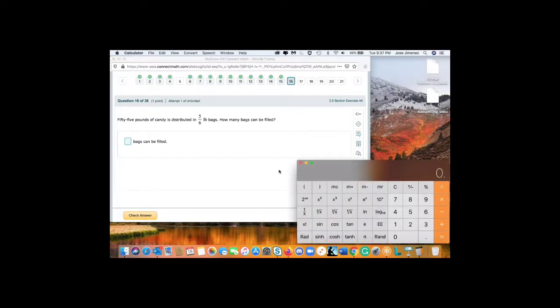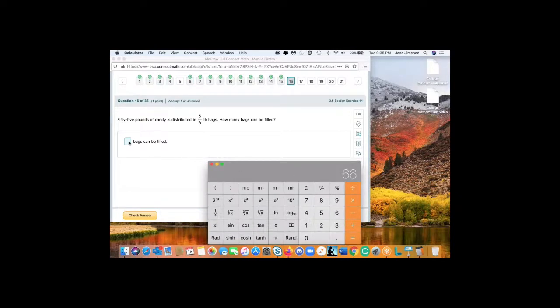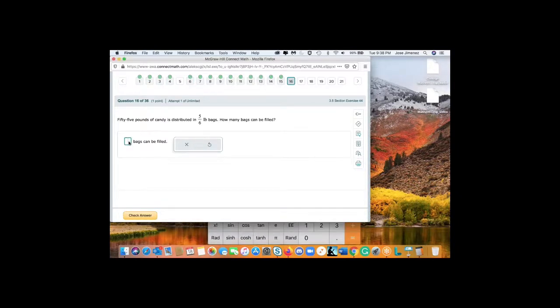So we can do it in the calculator. So we have 55 divided. Now, since I need to use a fraction, I open parentheses and say 5 divided by 6, close parentheses, and then I say equal. That's 66 bags. So here is 66 bags.